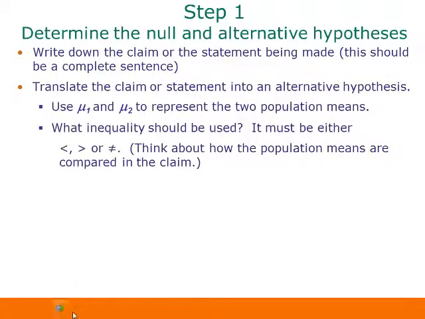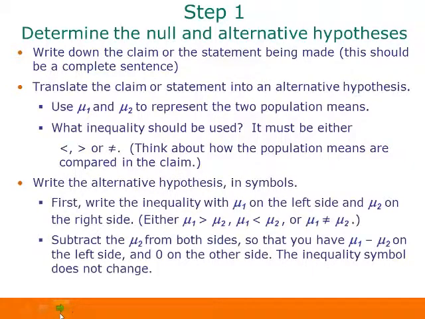This one's a little bit different because when we go to translate this into an alternative hypothesis, we actually have two parameters. We have the mu1 and the mu2 that represent the two population means. We're still looking at using an inequality, so we have to figure out whether it's going to be a less than, a greater than, or not equal to. And here's where it gets just a little bit different.